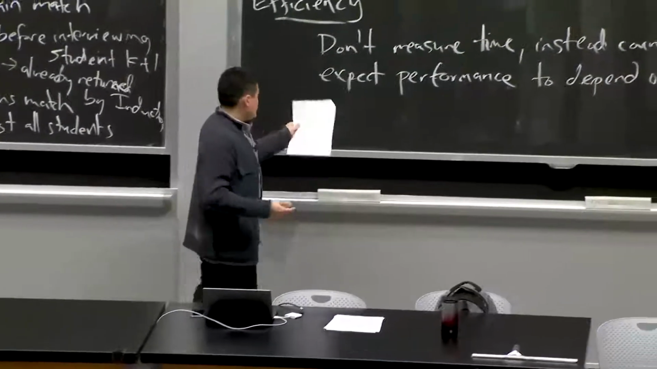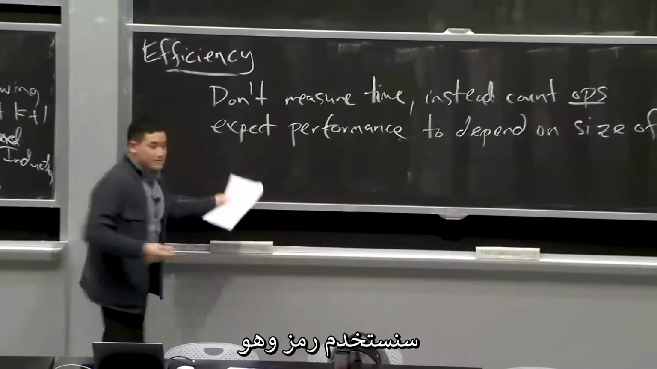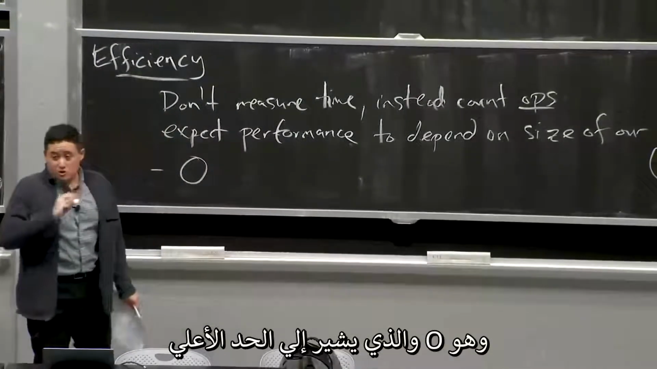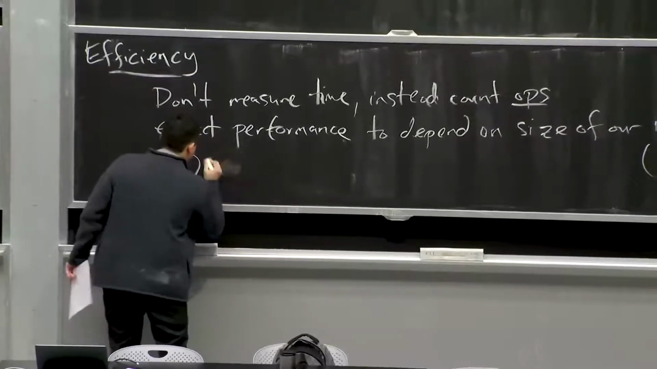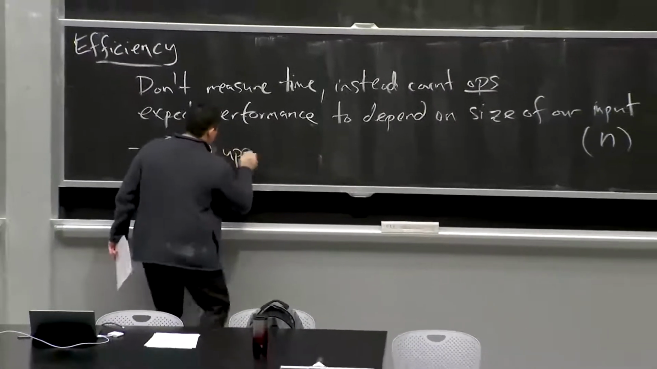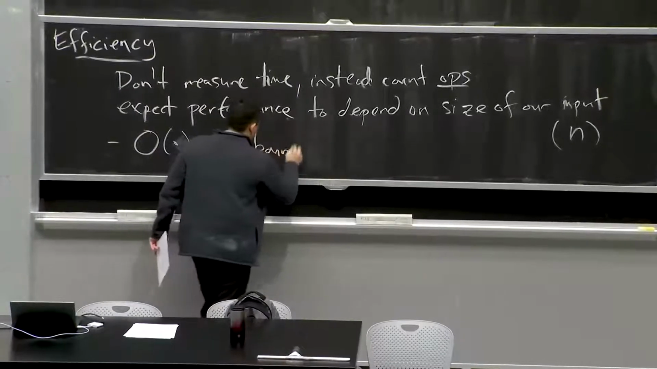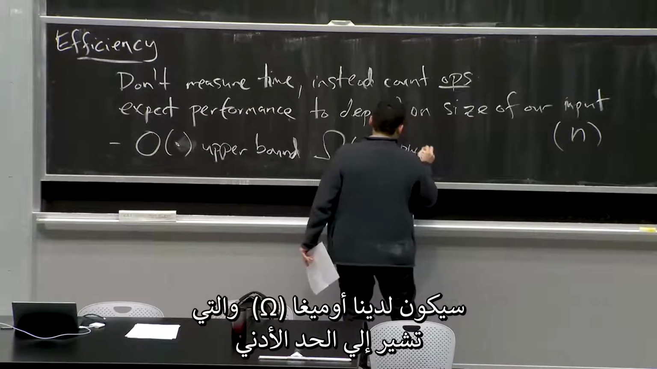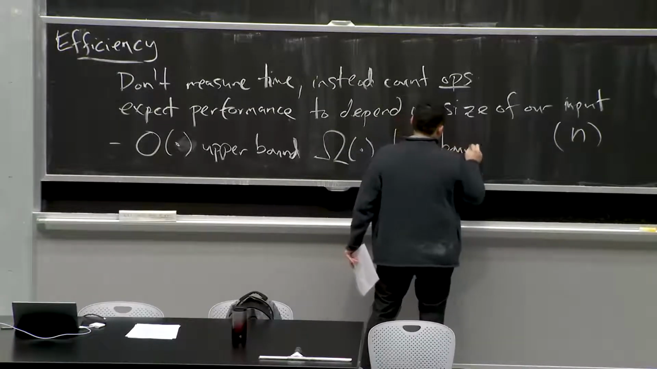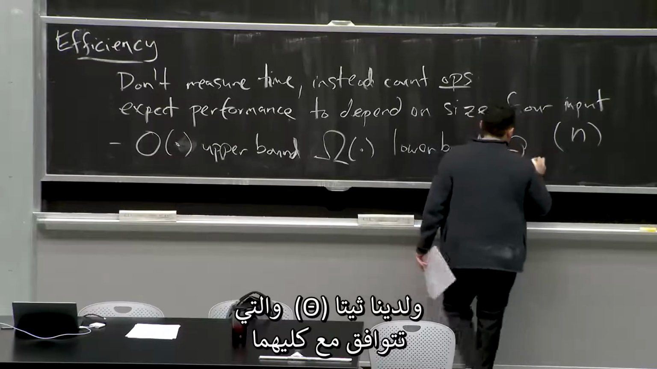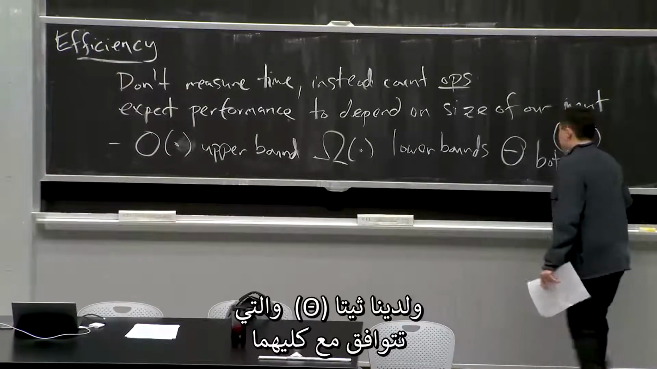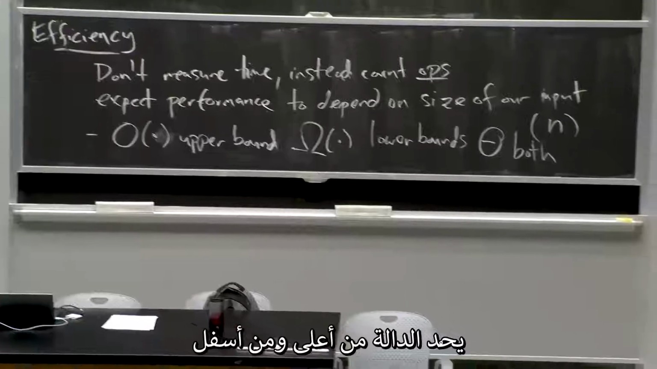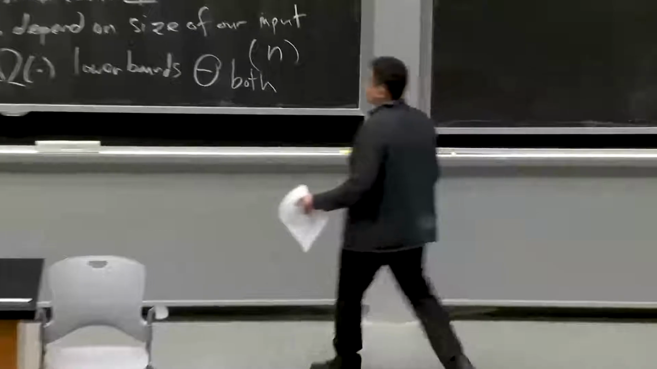And we will use the asymptotic notation. We have big O notation, which corresponds to upper bounds. We'll have omega, which corresponds to lower bounds. And we have theta, which corresponds to both. This thing is tight. It is bounded from above and below by a function of this form, okay?